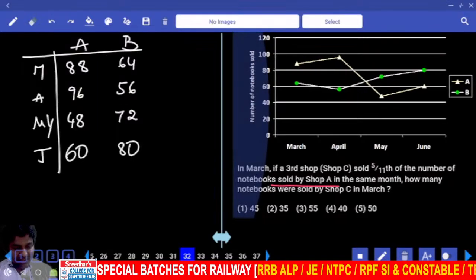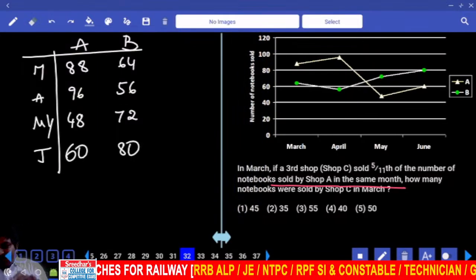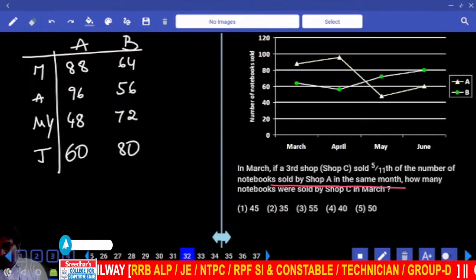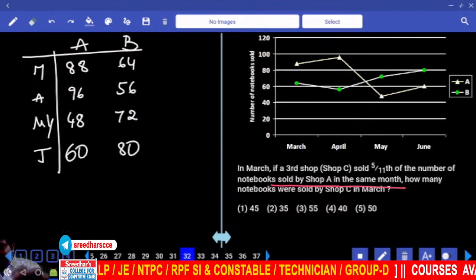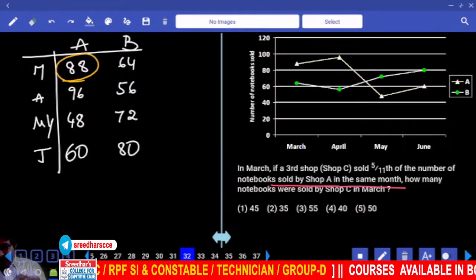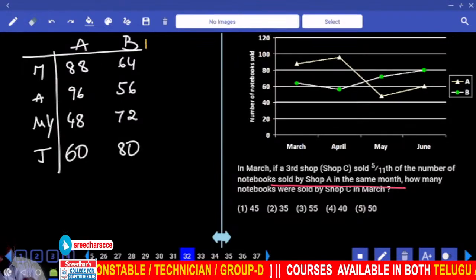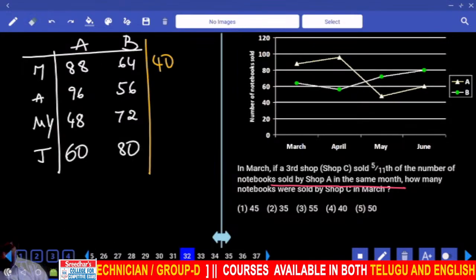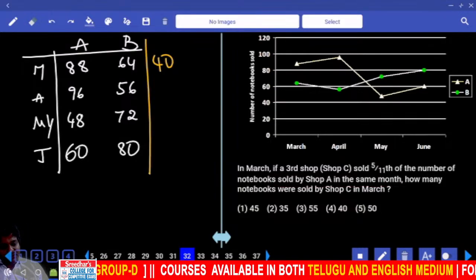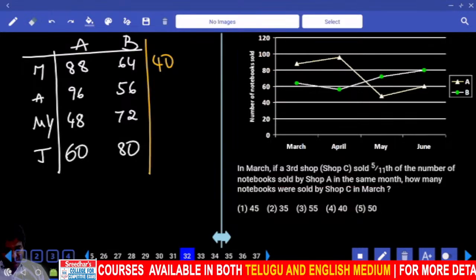In March, if a third shop C sold 5/11 of number of notebooks sold by A in the same month. This is for which month? March. Total we have 88. 1/11 of that number is 8. 5/11 will be 40. 40 are sold by C. How many notebooks were sold by shop C in the month of March? 40.